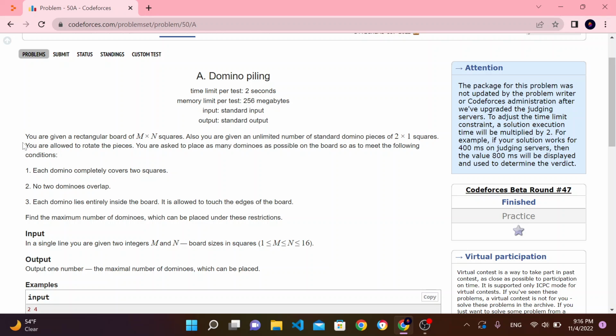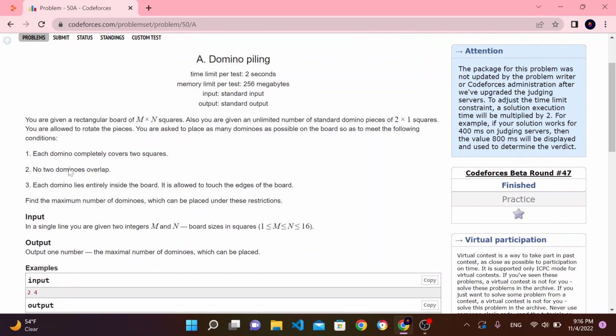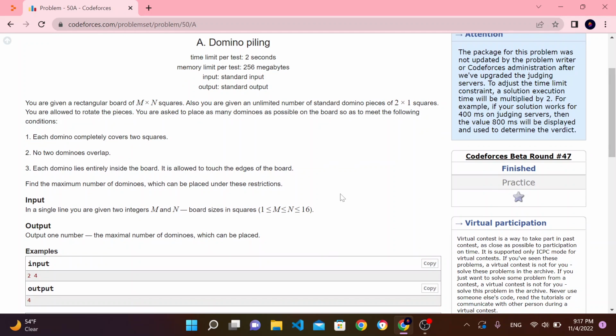You are asked to place as many dominoes as possible on the board so as to meet the following conditions. Number 1, each domino completely covers 2 squares. 2, no 2 dominoes overlap. And 3, each domino lies entirely inside the board. It is allowed to touch the edges of the board. Find the maximum number of dominoes which can be placed under these restrictions.